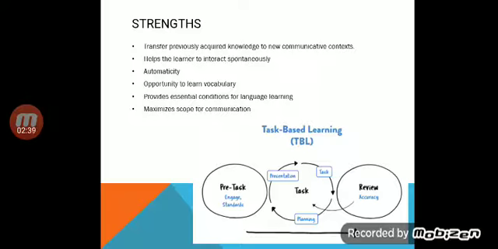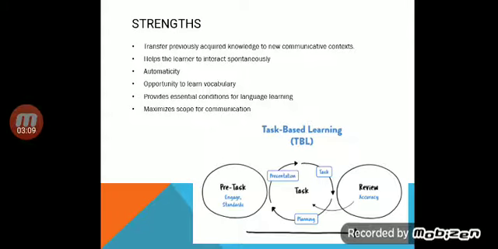Automaticity. Cognitive theories of language suggest that practicing in real-life situations is helpful in achieving automaticity of linguistic knowledge. Opportunity to learn vocabulary. Usually teachers explain vocabulary in a pre-task and learners are not involved. Words taught that way are easily forgotten, so it is beneficial for students if the teacher thinks of creative ways to involve students in the pre-task.